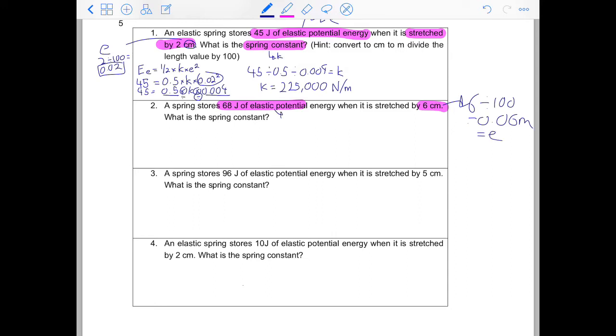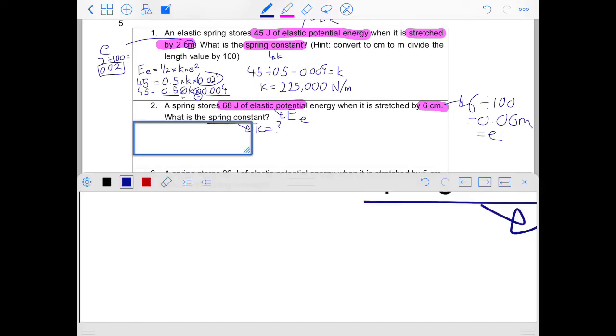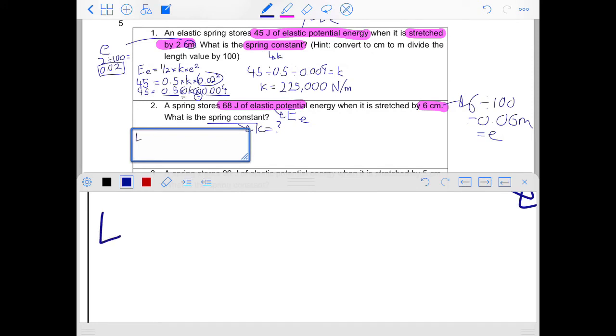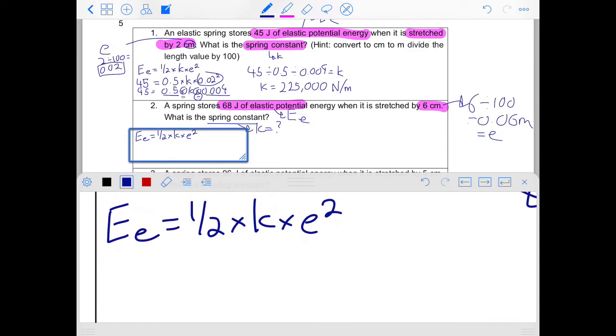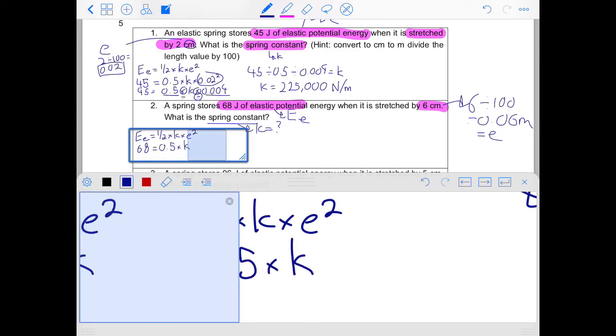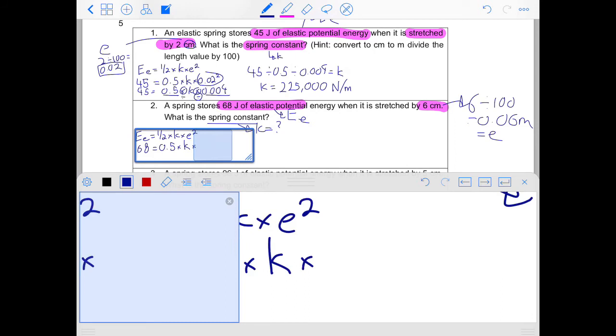We have our elastic potential energy. Spring constant is our unknown, what we're looking for. So we start with, that's right, writing down the equation. Elastic potential energy is equal to 1/2 times our spring constant times our extension squared. And then we plug in the numbers. We know our elastic potential energy is 68 joules, equal to 0.5 times k, our spring constant, which is unknown, times our extension, which is 0.06 squared.